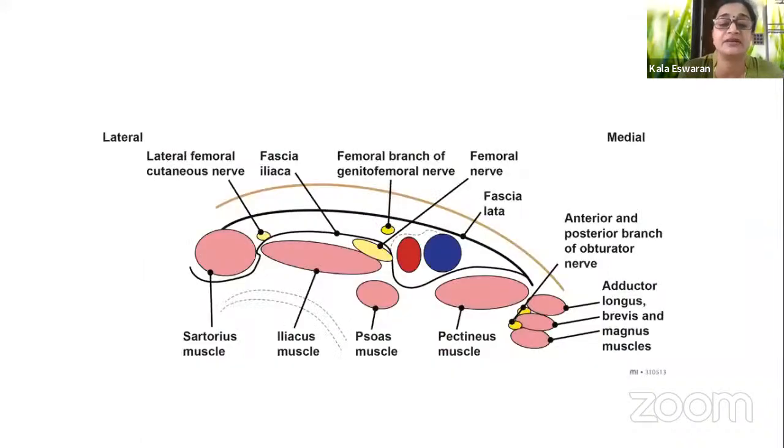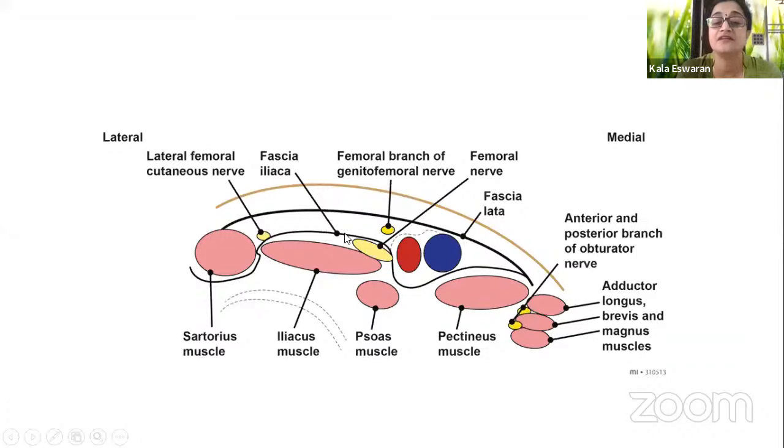Here is a diagrammatic representation of the fascia iliaca compartment. This is the fascia iliaca, beneath which lies your fascia iliaca compartment. If you inject the drug here, it flows over towards the femoral nerve, the lateral cutaneous femoral nerve on this side, and sometimes it blocks the genital branch of the genitofemoral nerve also. And if the volume is adequate, it travels medially and blocks your anterior and posterior branches of the obturator nerve. Therefore, if you inject here, you are far away from the vessels.